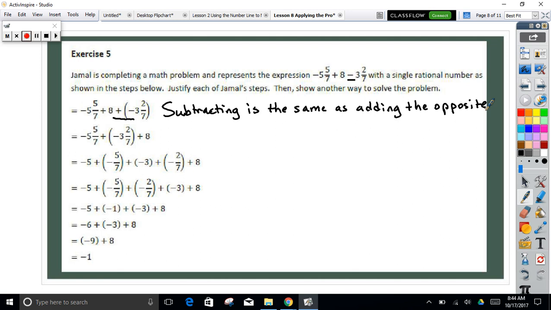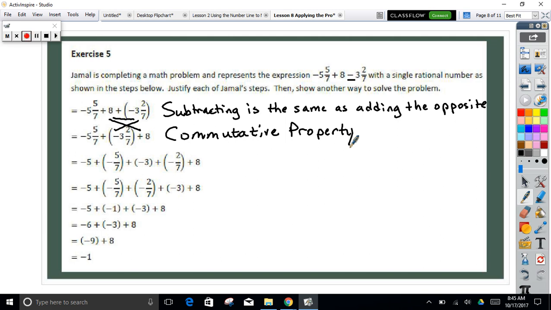Now look at what happens between this step and the next step. Sky, what changed in this problem? They switched 8 and 3 2/7. Good. So these numbers switched places. Do you remember the name of the property that allows us to do that? Commutative, good. So that's because of the commutative property of addition. I'm just going to write commutative property.